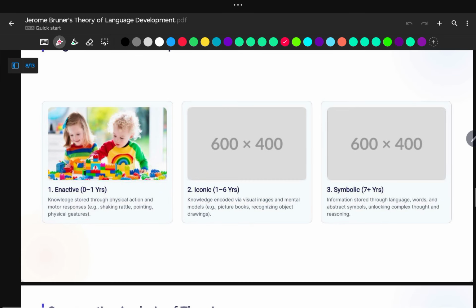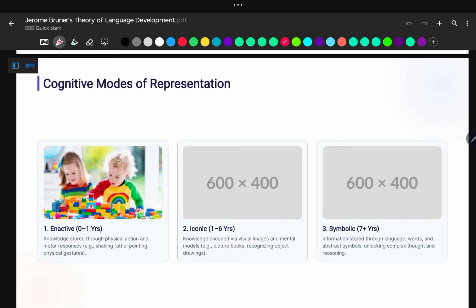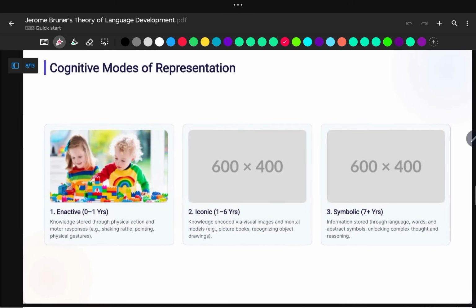Cognitive modes of representation are also important for the UGC NET examination. It has been asked various times, and you can see them in previous year questions of UGC NET psychology. The first mode of representation is enactive, in which children do a physical action and repeat it. And the second mode of representation is iconic, in which children see something and represent it: I have seen a dog, a cat, or any object, any stimulus in the environment.